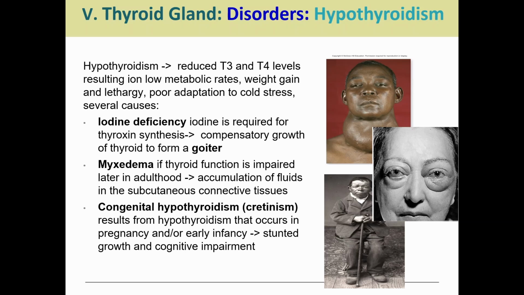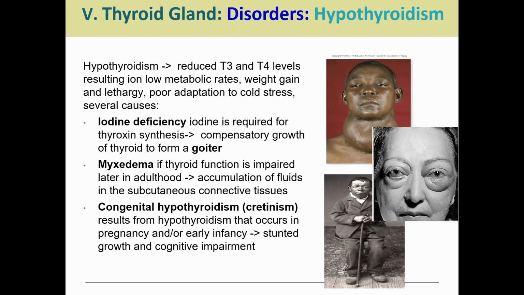Myxedema is when you have a problem with your thyroid later in adulthood. So basically your thyroid starts underproducing for whatever reason. It starts underproducing the hormones, and so that's where we would see things like being tired, the cold stress being problematic, the weight gain being problematic, as well as issues with the skin and accumulation of fluids in the subcutaneous layers.